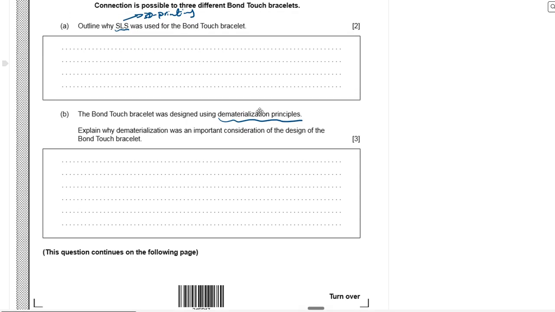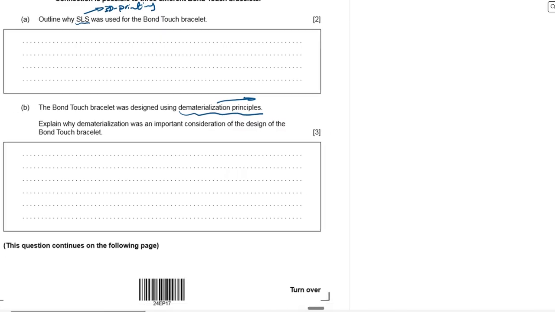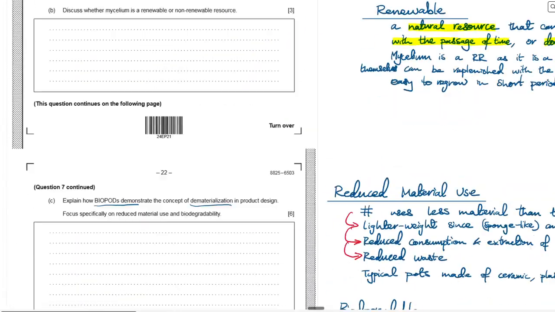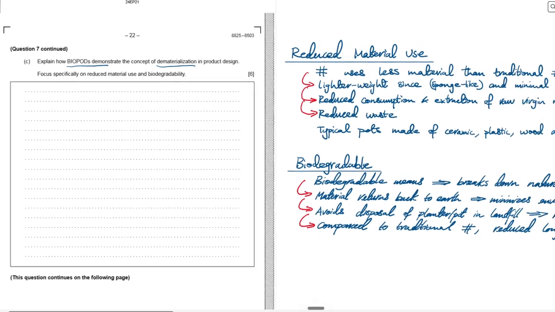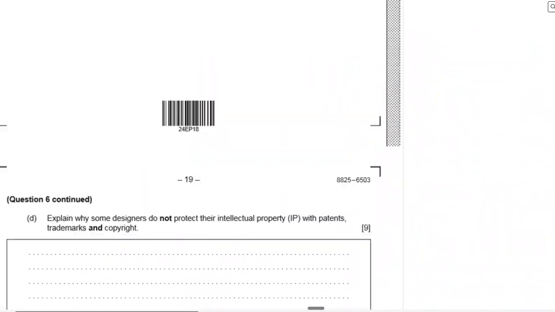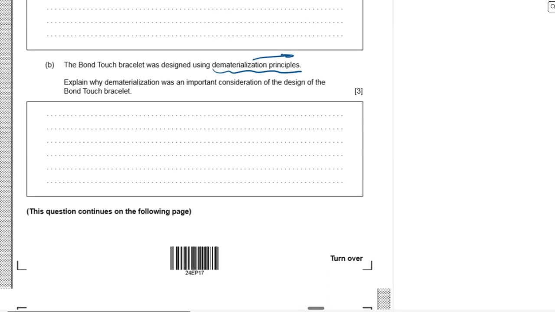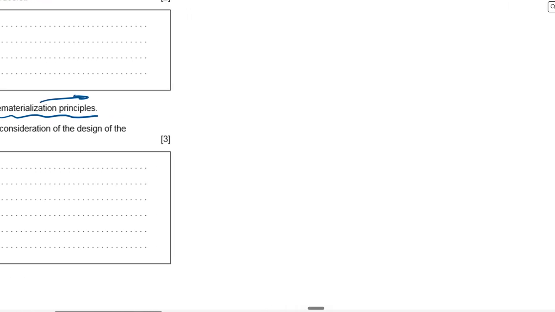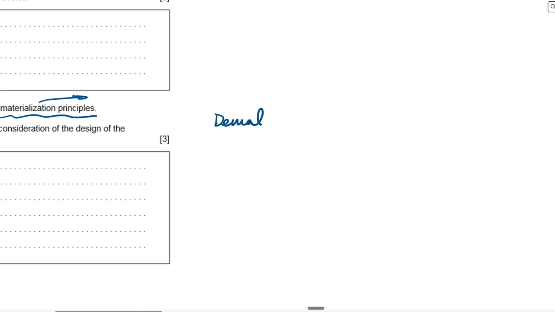Okay, now do we know what dematerialization is? I think it was in the next question as well. Let's see, dematerialization. Yes, it was here as well. So they ask about similar concepts, but sort of change up the question. So dematerialization is the reduction. In fact, let's put our definition here. So even without looking at the case study, we can get some points, right?